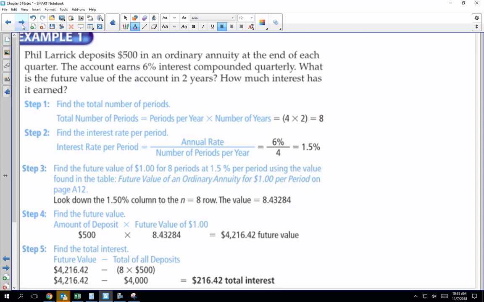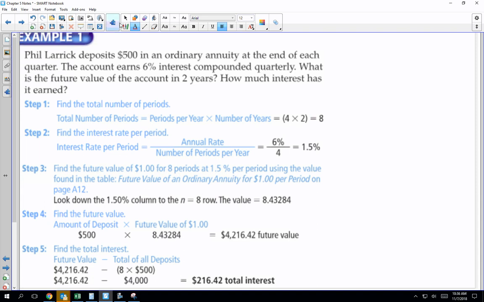All right, let's see how this works with our example problem. So we have our buddy Phil. He deposits $500 in an ordinary annuity at the end of each quarter. Remember, there are 4 quarters in each year. The account earns 6% interest compounded quarterly. Okay, that makes sense. What is the future value of the account in 2 years? How much interest has it earned?